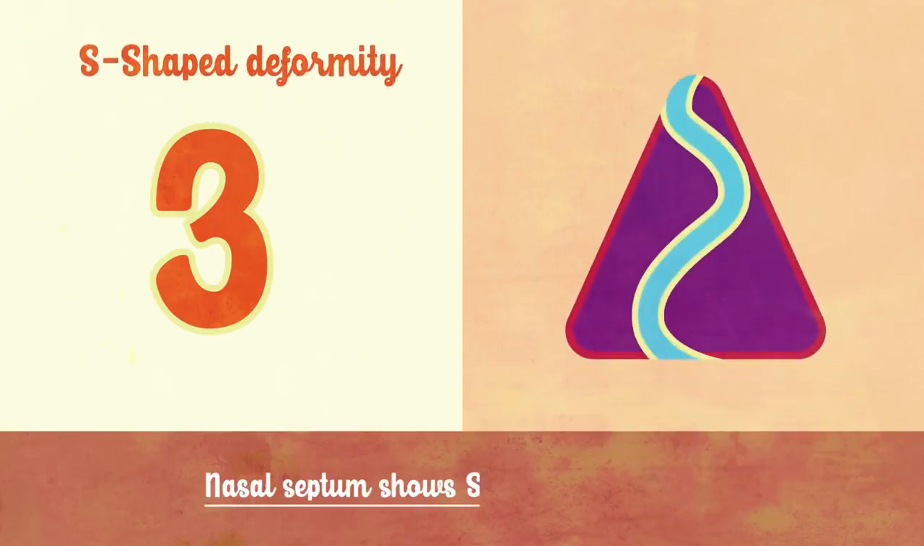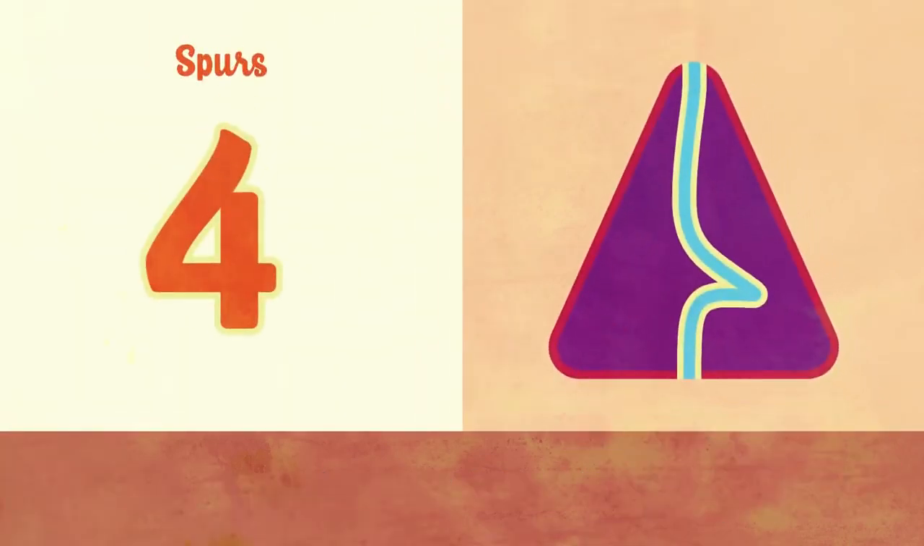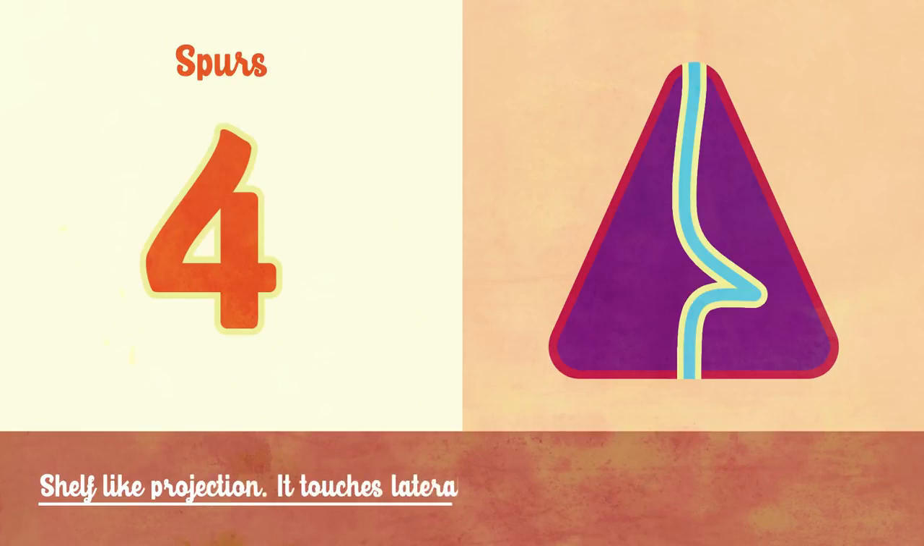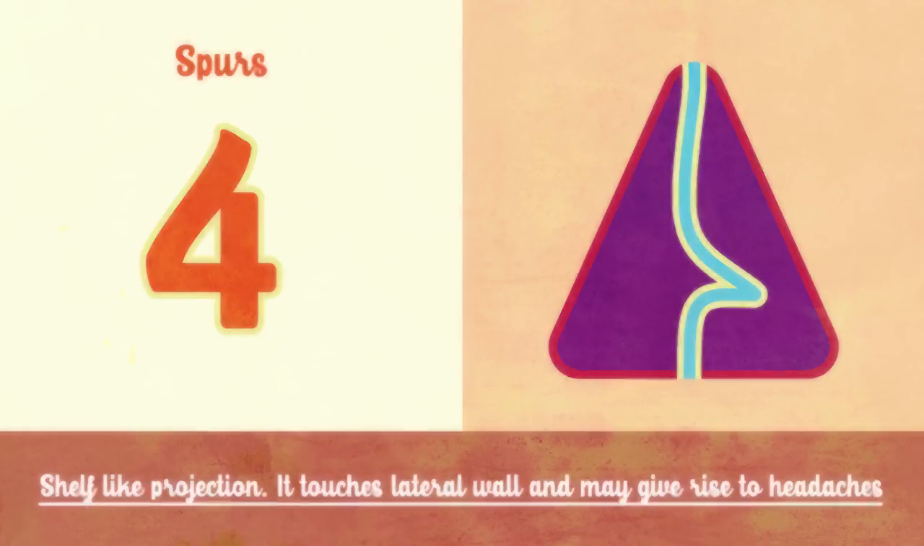3. S-shaped deformity. Nasal septum shows S-shaped deformity. This results in bilateral nasal obstruction. 4. Spurs. Shelf-like projection. It touches the lateral wall and may give rise to headaches.